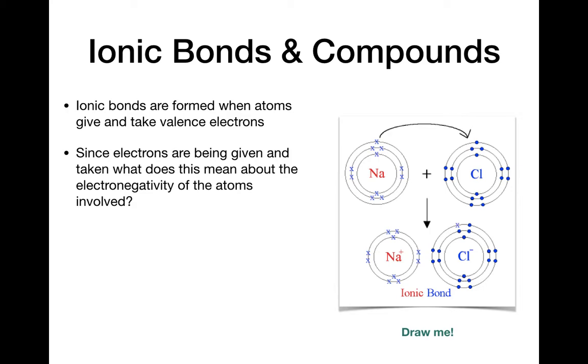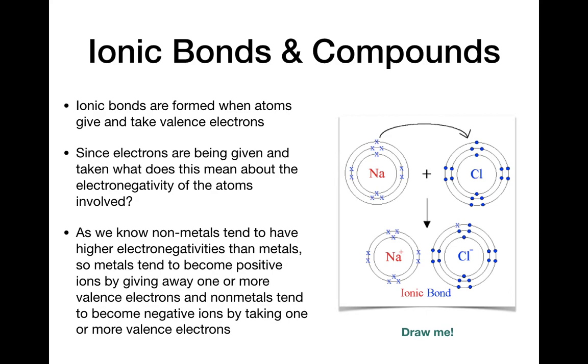So what does that tell us? Well, it tells us there has to be a big enough difference between the two elements involved that one is strong enough to steal electrons from the other. A good way to think about this is that most of the time, non-metals have really high electronegativity compared to metals.